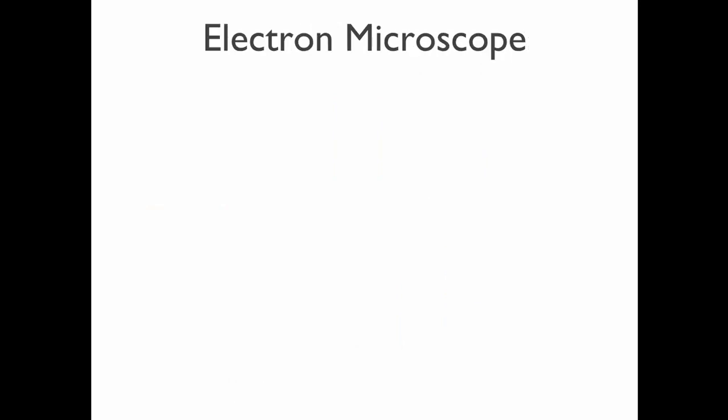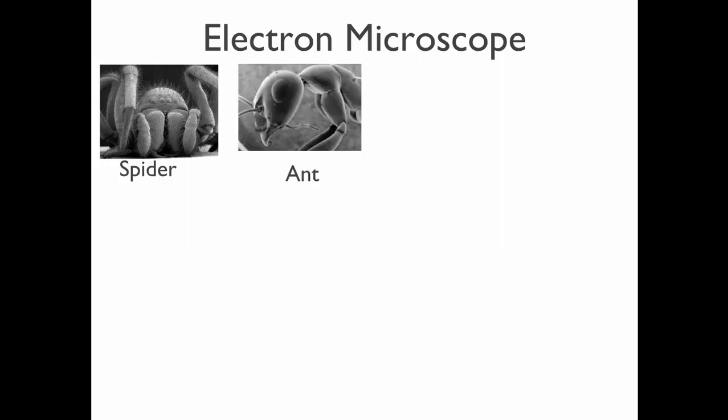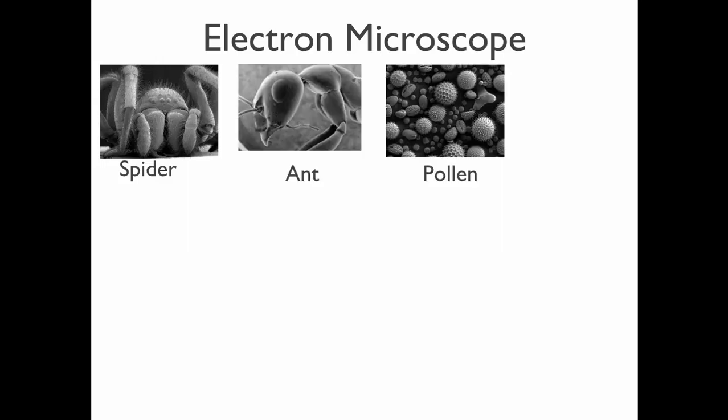Now, an electron microscope, there are a couple different types. There's scanning electron microscope images, like that. And there are transmission electron microscope images. A transmission electron microscope is more like this compound microscope. Scanning electron microscopes are more like this. They give these three-dimensional views that you probably have seen.